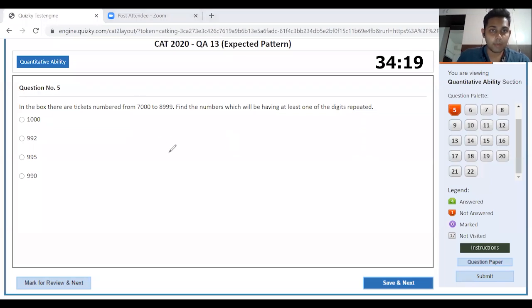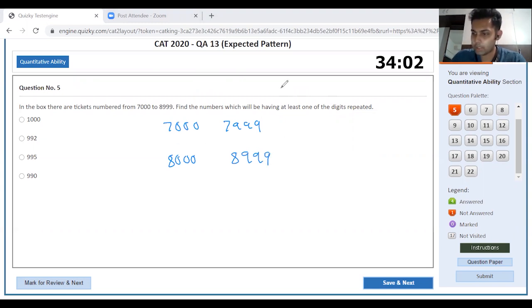In the box, there are tickets numbered from 7,000 to 9,000. Okay, digits which are repeated. So very simply, 7,000 to 7,999, and then there is 8,000 to 8,999. Whatever be the case over here will be again repeated itself. Okay, so here there are 1,000 numbers, right? Total. Here also there are 1,000 numbers. So in total, let's find out the digits which is not repeated.